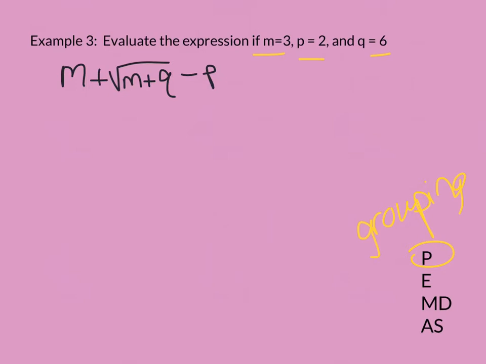So let's replace our values. So we have, instead of m, we are going to substitute in 3 plus the square root of m plus q, so that would be 3 plus 6. And then we have minus p, which is minus 2. Notice the minus 2 is not inside the square root symbol. So again, we're going to start with the square root since that's our grouping symbol. So underneath the square root symbol is the 3 plus 6. So we are going to bring down our 3 plus, instead of the square root of 3 plus 6, we will now have the square root of 9 and then minus 2.